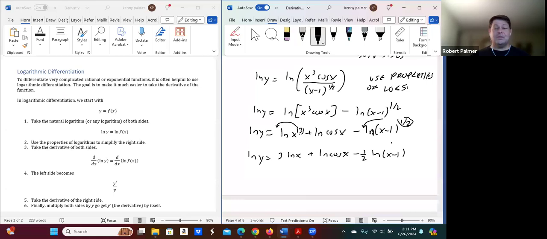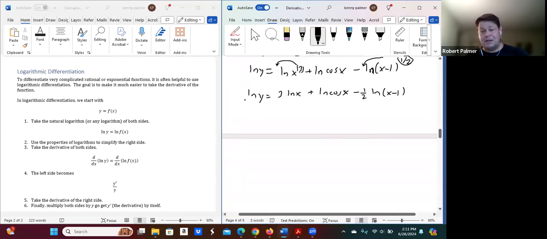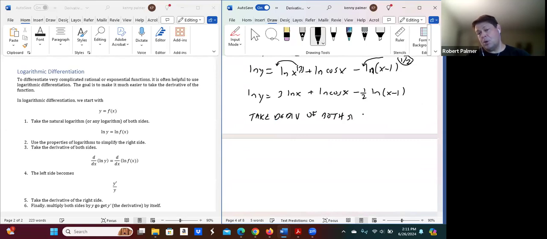Now I've simplified it using logs. You notice everything is basically in a linear form, so it makes each part easier to take the derivative of. Now I'm going to take the derivative of both sides. Over here, the derivative of the natural log of y is 1 over y times y prime, by the chain rule, or you can write it as y prime over y. Then take the derivative of this side. We have 3 times the derivative of the natural log of x, which is 1 over x.